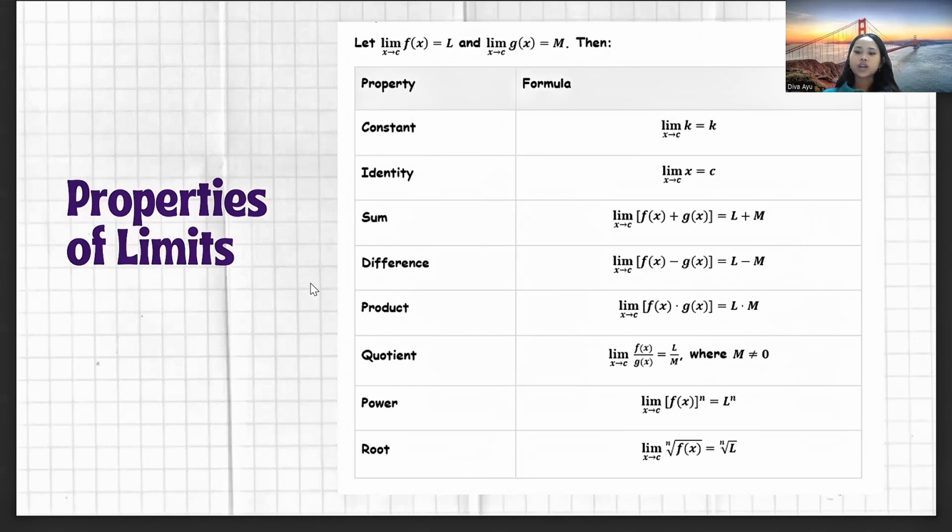Now let's learn some methods for evaluating limits.